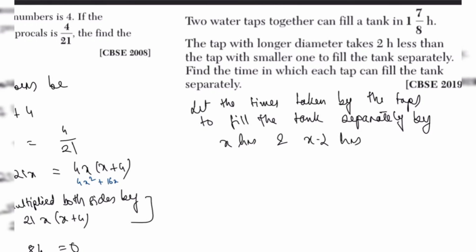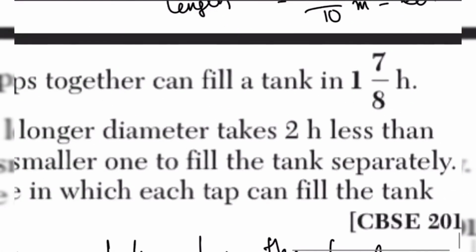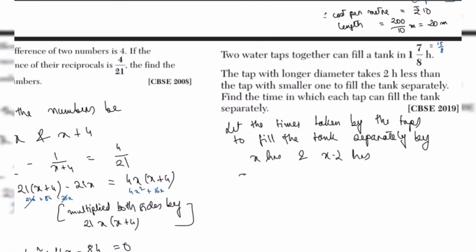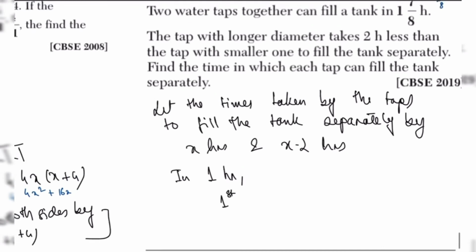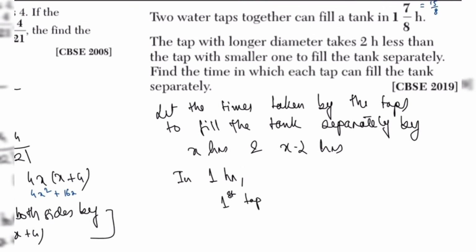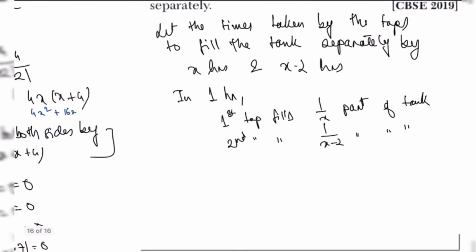So you see, together they fill the tank in 1 and 7/8 hours. So 1 and 7 by 8 is basically 15 by 8. So what happens in 1 hour? The first tap fills 1 by x part of the tank. The second tap fills 1 by x minus 2 part of the tank.